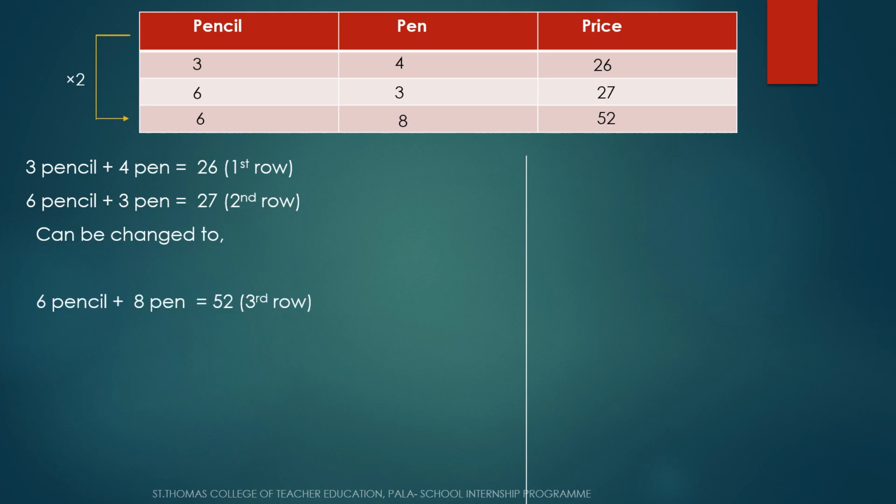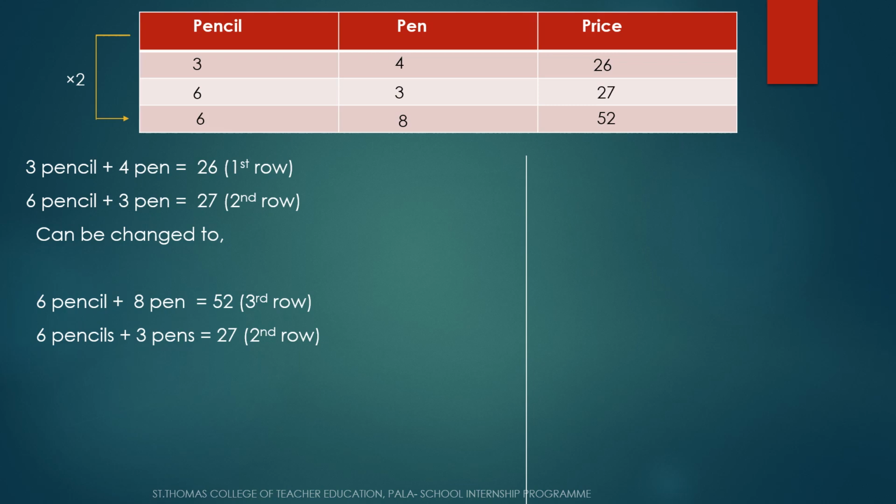Yes. We changed the first row completely into 6 pencils plus 8 pens equal to 52 by multiplying with 2. Is there any change to the second row? No. 6 pencils plus 3 pens equal to 27.